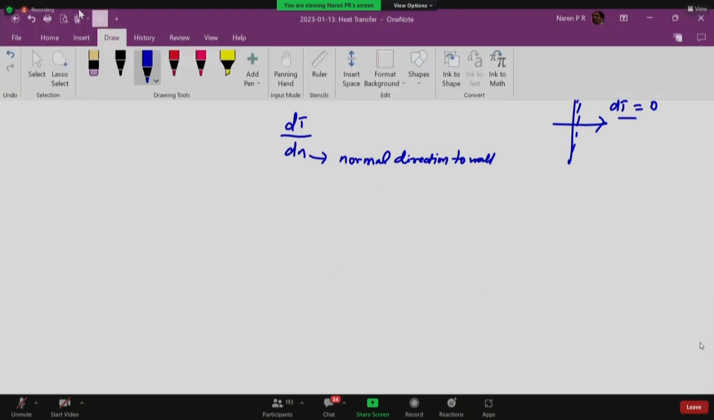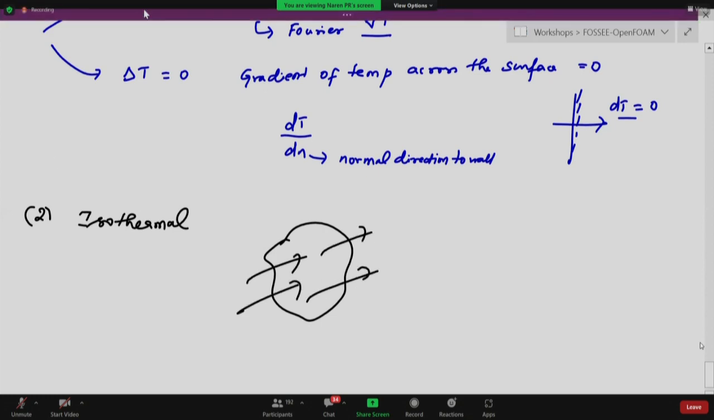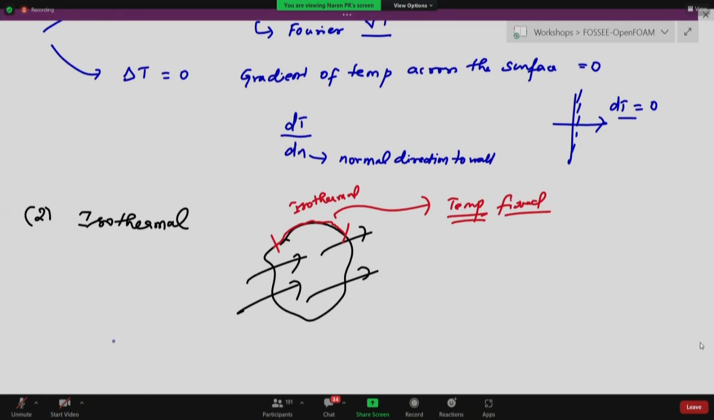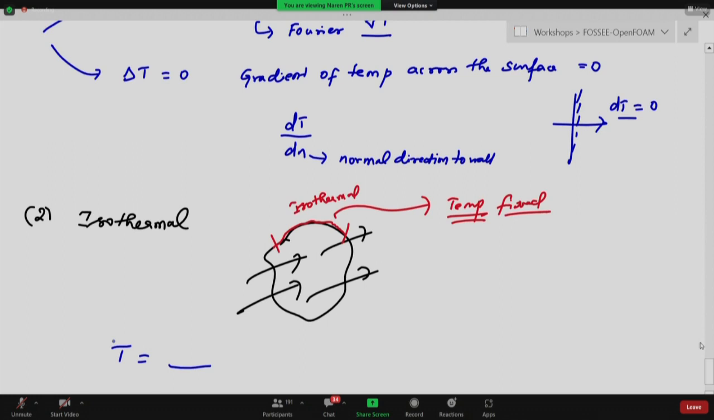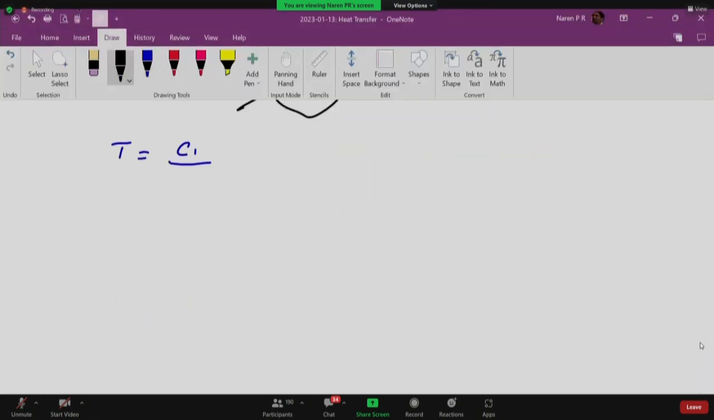What is the next known condition in heat transfer? That is an isothermal wall. Now that is fairly easy. If you have a system where there is a flow happening, and now I'm saying this surface is isothermal, what I mean by that is the temperature of the surface is fixed. So to specify something as an isothermal wall, this should be a known constant. You should prefix this to a known value. That is what it means by isothermal. Fairly simple.